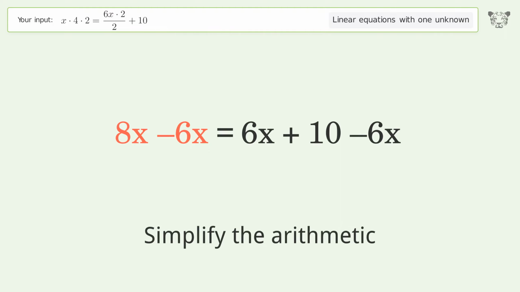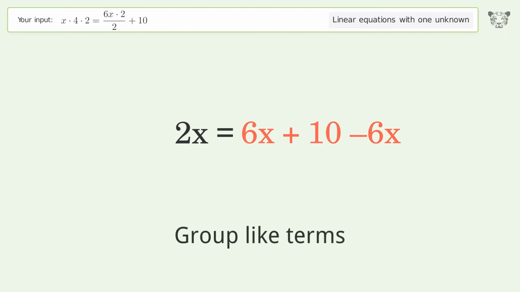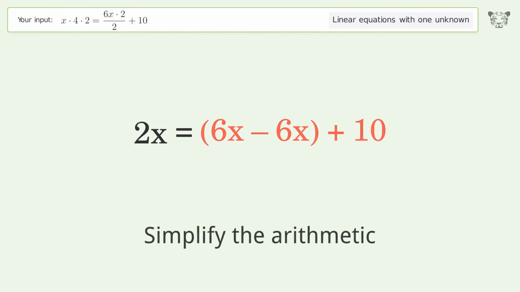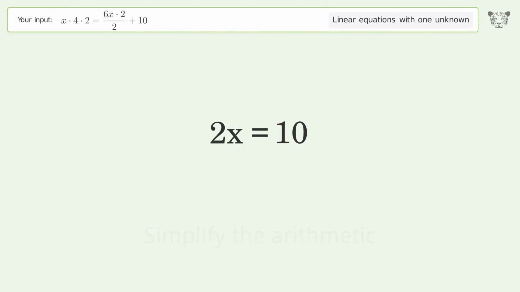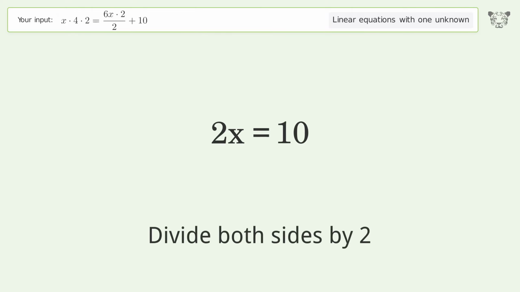Simplify the arithmetic. Group like terms. Simplify the arithmetic. Isolate the x. Divide both sides by 2.